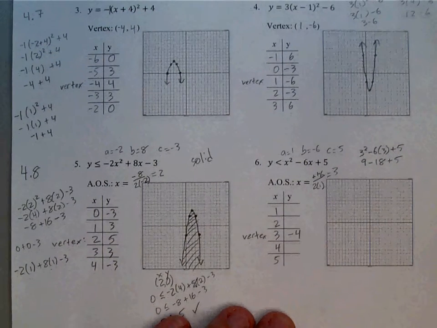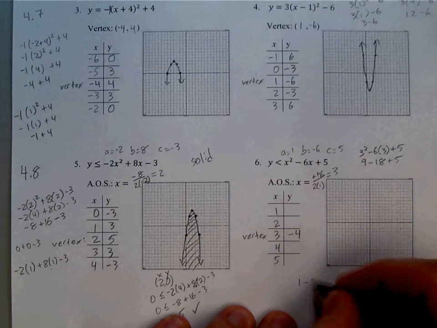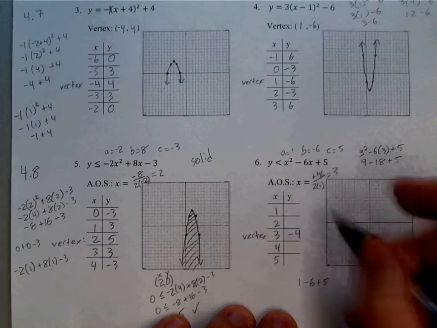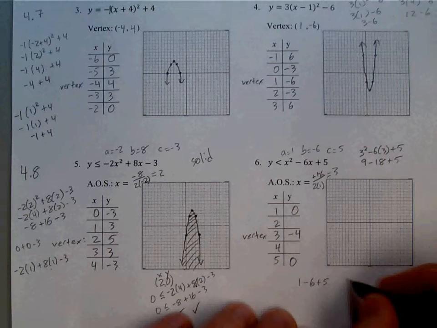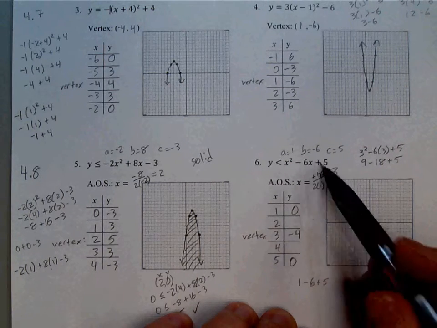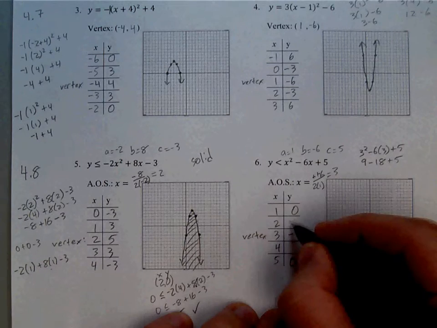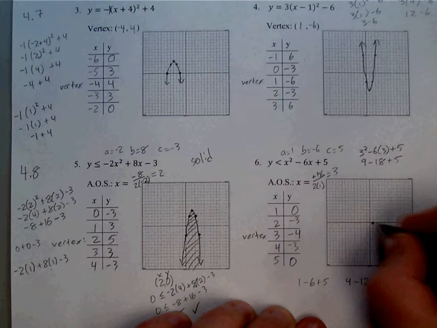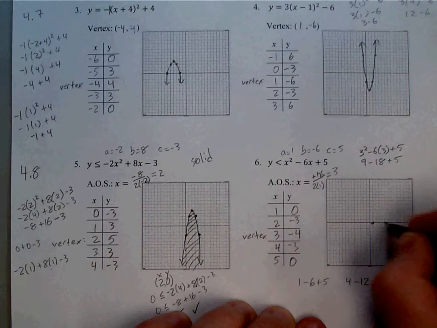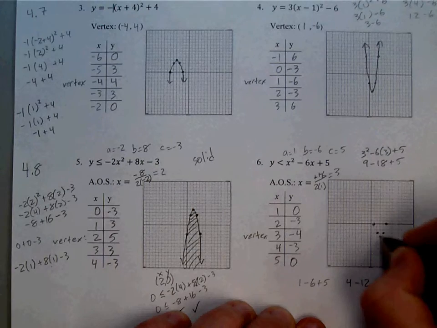I'll plug in 1. 1 squared is 1 minus 6 times 1 is 6 plus 5, I get 0. So I get 0 when I plug in 1. Let's plug in 2. 2 squared is 4 minus 6 times 2 is 12 plus 5. I get negative 3. So 1, 0; 3, 4, 5, 0; 2, negative 3; 4, negative 3; 3, negative 4.